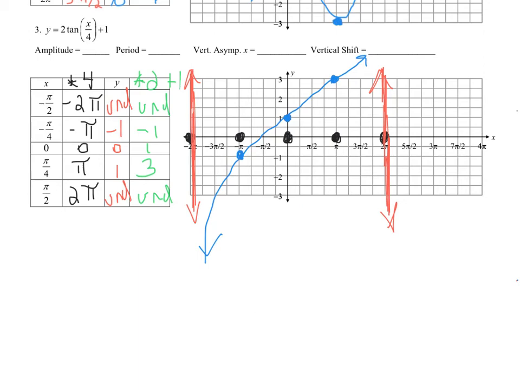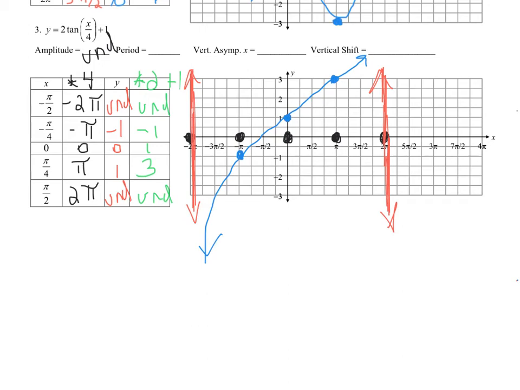Okay, question on amplitude. Tangent does not have amplitude, okay? There's no bottom and there's no top. It's from -infinity to positive infinity. So we're going to put undefined. Okay, the amplitude for tangent is undefined.